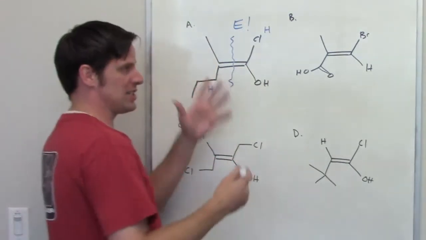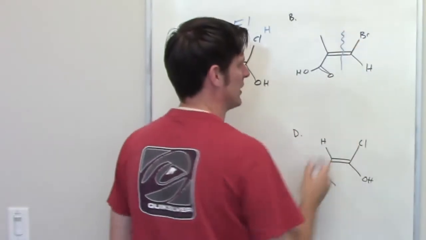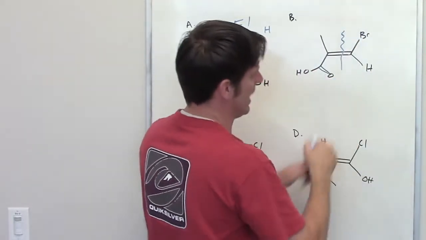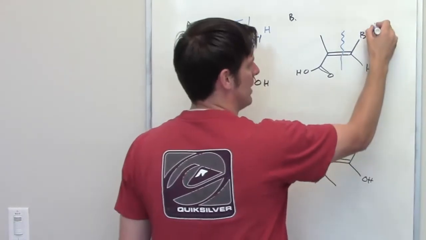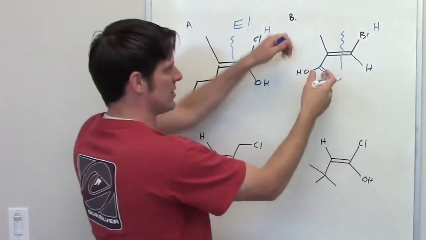So, let's do the same thing over here. Squiggly line down the middle of the carbon-carbon bond. We'll look at the groups on the right. I've got a bromine and a hydrogen. Bromine wins. He's the highest priority. We'll look at our groups on the left. I've got a carbon and a carbon.